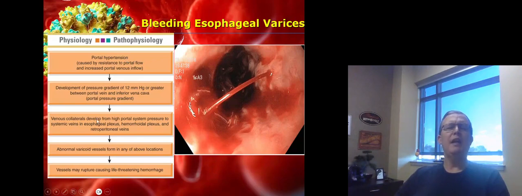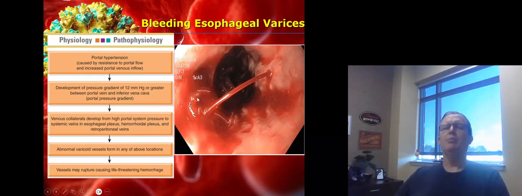This slide to the left here kind of gives you the pathophysiology, a little more granularity. I think this is from your book, so it kind of gives you a stepwise progression of that. I think I've summarized that for you. I don't care that you memorize this 12 millimeters of mercury or greater gradient. But what I want you to see from this slide is this picture.